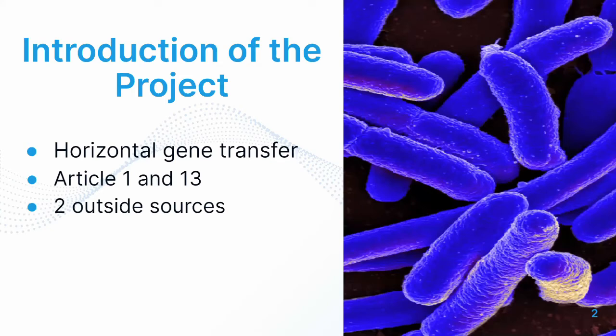For this project, we are going to talk about horizontal gene transfer. We have different resources. We have two articles, Article 1 and 13, that are being pulled from this class. We also have two more outside resources that we will tie in all of the articles together. We will be going over these articles, especially the two outside resources, where we will show different figures and explain it in depth while trying to tie them all together.